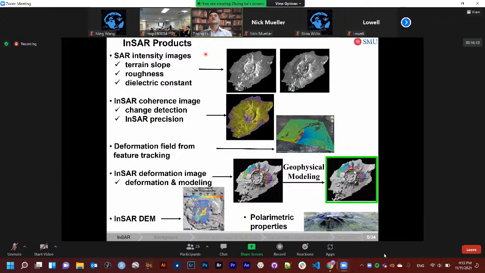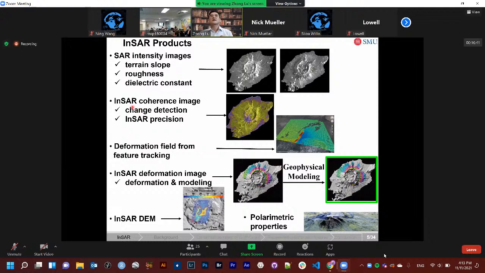So if you take two SAR images, you can generate a series of products, right? As I mentioned, SAR amplitude intensity data is related to roughness, terrain slope, and dielectric constants. You can see in this case there's a volcano in the Aleutians, before the eruption and after the eruption, you can see the change of the cone, the caldera here, and this new lava flow. So you can see it from SAR intensity data.